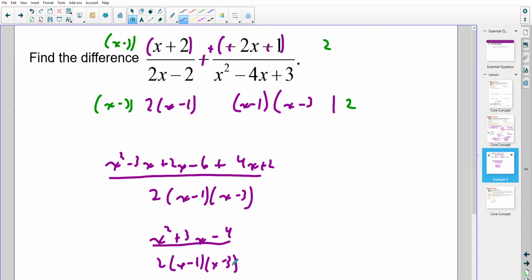Now you're always trying to check again, can you factor? This is the fun part because you can maybe simplify it down and make it look nice and pretty. So this is x and x plus 4 minus 1. 4x minus x is 3x. Yes, that does work. And look at that, you can cancel those x minus 1s, and you're ultimately going to get x plus 4 over 2 times x minus 3.